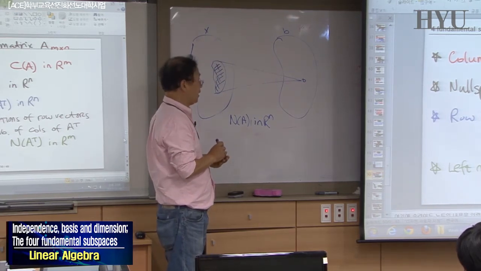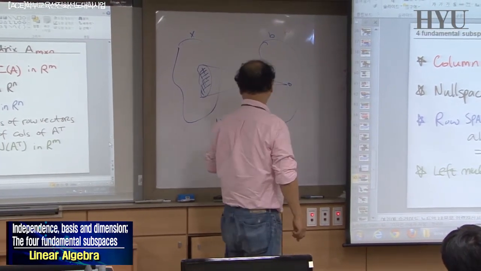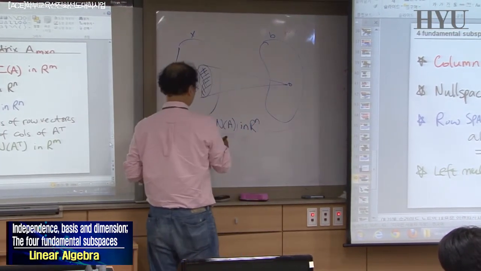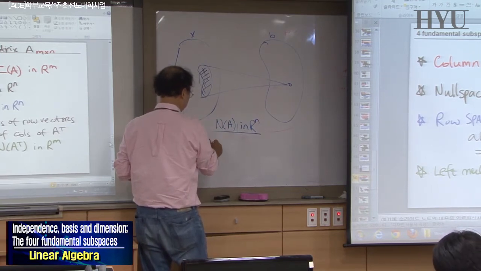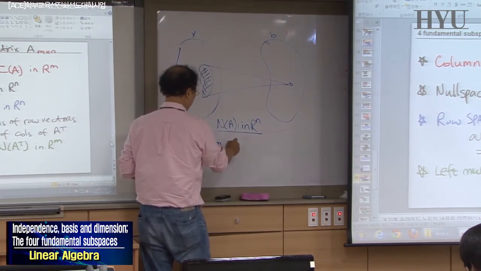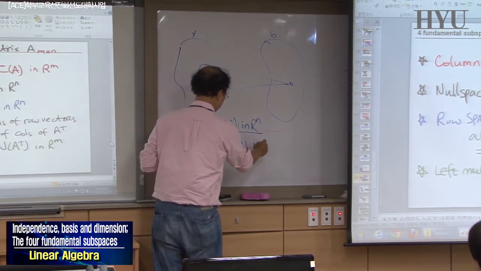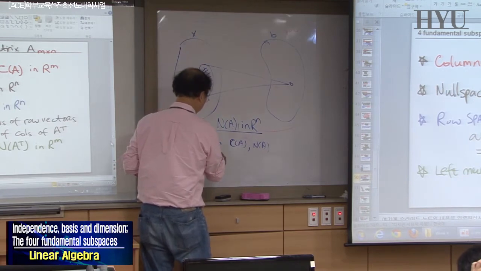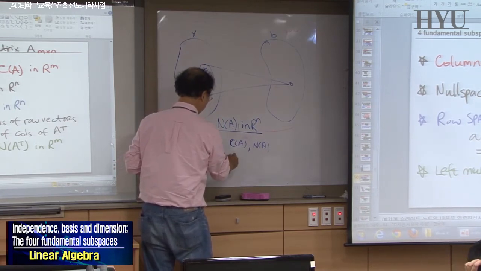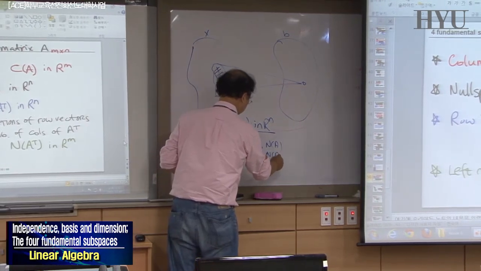This is Rn. So up to now, we actually learned how to compute, for each space, the dimension of the column space or null space. Also, we learned how to compute the basis of the column space and null space. Okay?